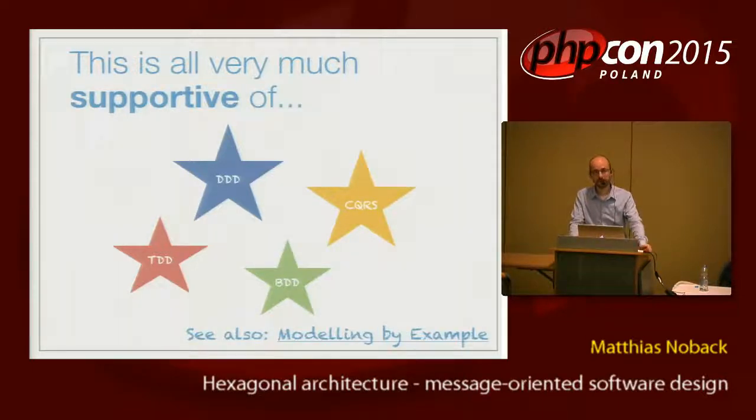Then, of course, DDD is all about that core part of the application. So, of course, this architecture is very, very much supportive of that way of looking at things. Also, the idea of having bounded contexts greatly corresponds to having all of these little hexagons. If you create all these small applications with just very particular contexts, then they communicate with each other and you will get this whole landscape of services, which reminds us maybe of microservices. I'm sure there will be a talk about this at this conference.